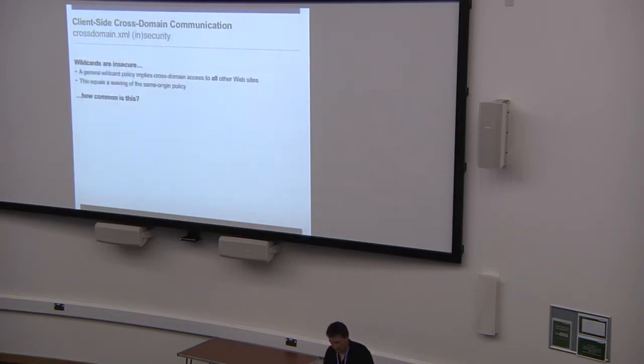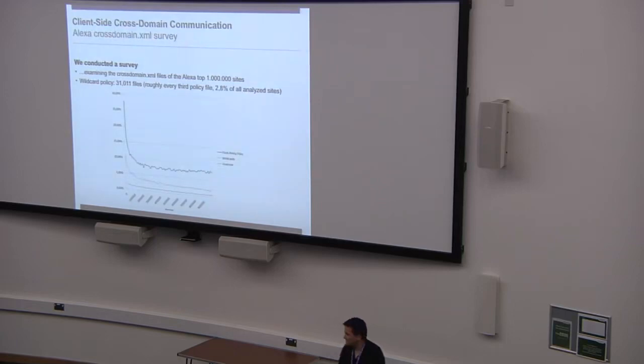So we were interested in this, and we conducted a study. We were interested in how common it is that people put wildcards in their cross-domain policy files. We crawled the top 1 million Alexa domains, and we found about 80,000 cross-domain policies, and about 40% of those 80,000 policies, namely 31,000 policies, contained a general wildcard. This was related to 2.8% of all the analyzed sites.